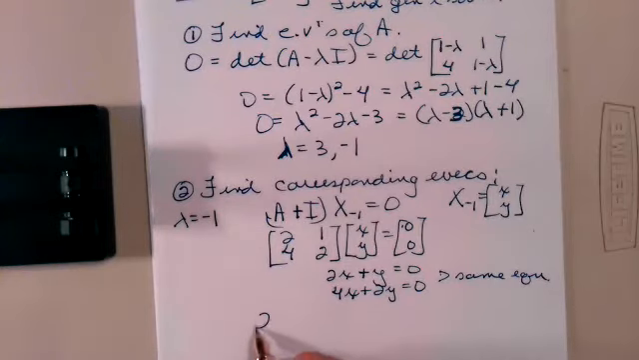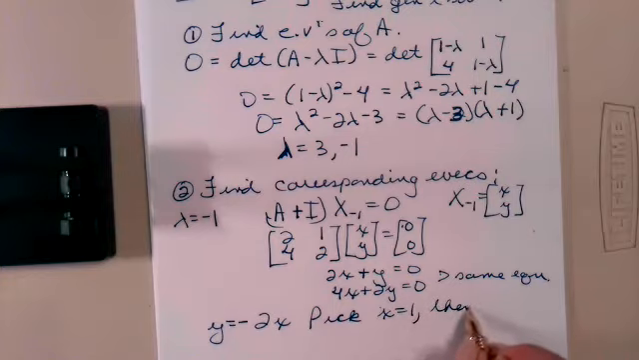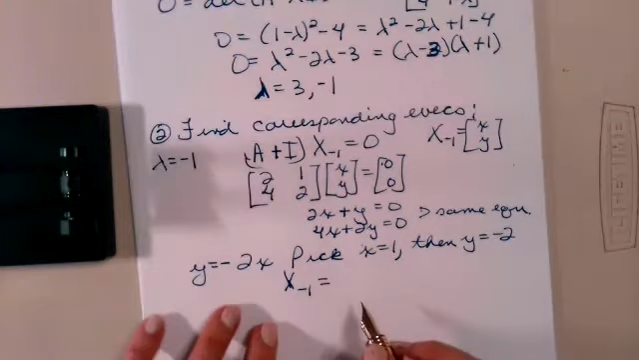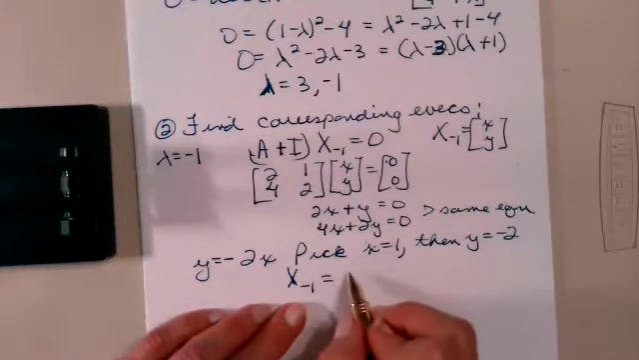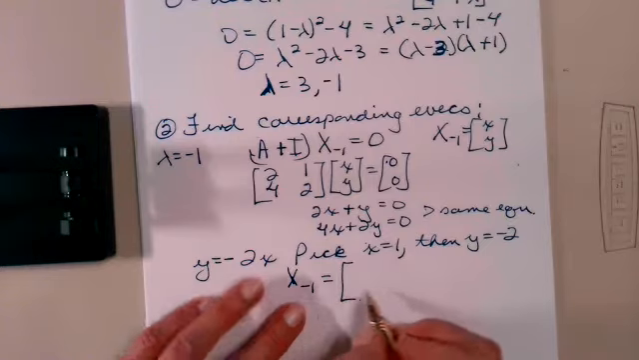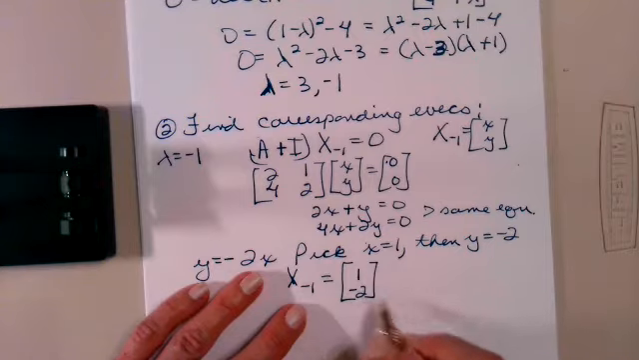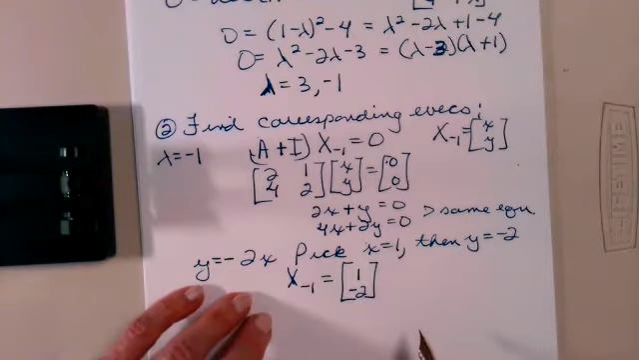So you only need one of them because the second one doesn't tell you anything new. So that equation says that y is equal to minus 2x. So if we pick x equals 1, then y is minus 2. So an eigenvector, I should say, because any constant multiple of this will also be an eigenvector, corresponding to minus 1 is the eigenvector 1, minus 2. So that's one of them.